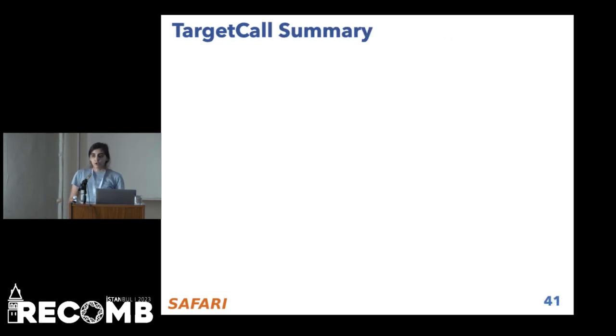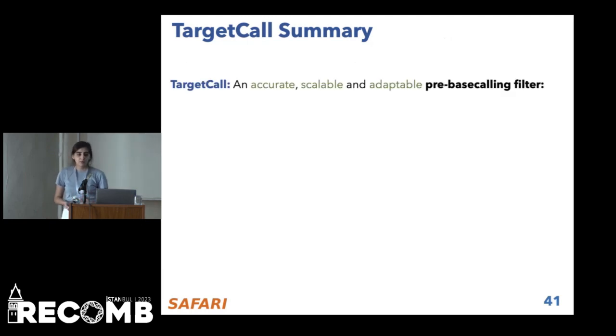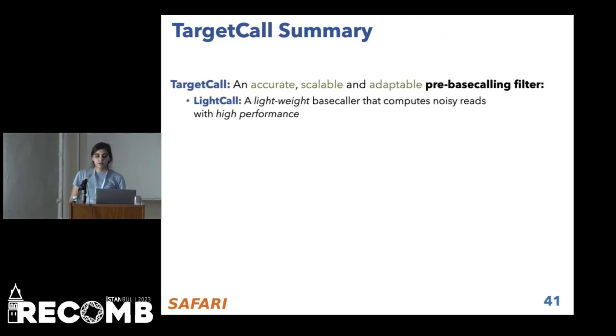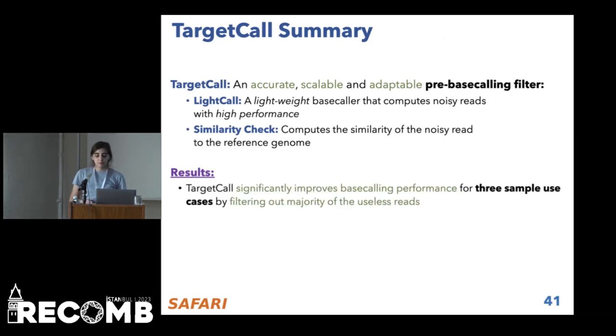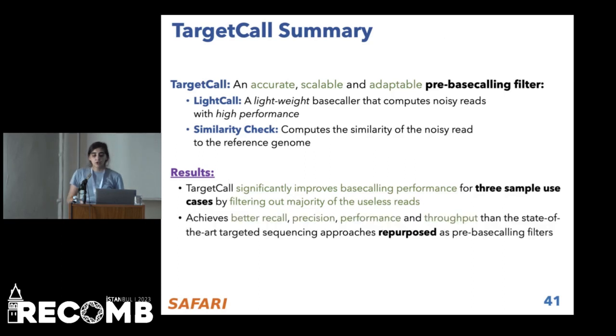Let me conclude by reminding you what TargetCall is, which is an accurate, scalable, and adaptable pre-basecalling filter that works in two steps. First, it performs a lightweight basecalling on raw electrical signals to compute noisy reads, and then second, it compares these reads to the reference genome to determine if the read is useful. Our evaluations show that we can get significant basecalling speed up with this configuration by filtering a majority of the useless reads, and it achieves better recall, performance, precision, and throughput than prior targeted sequencing tools if we were to repurpose them as pre-basecalling filters.